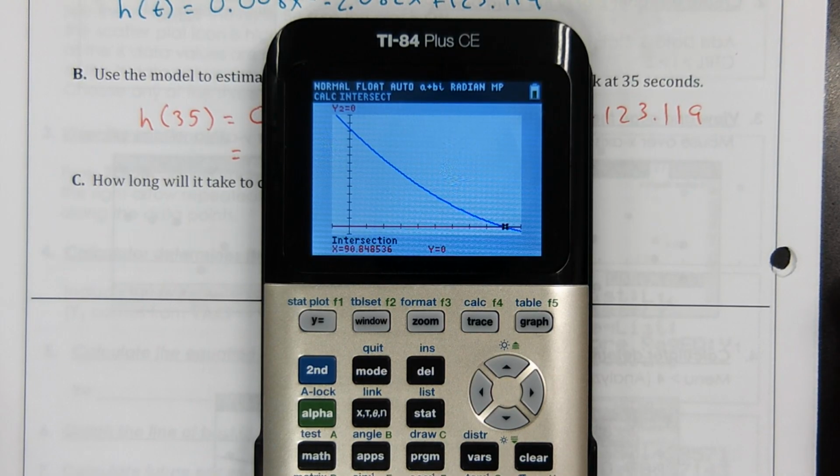I only have one line. Did you type in y2 equals 0? He did not. Cooper.